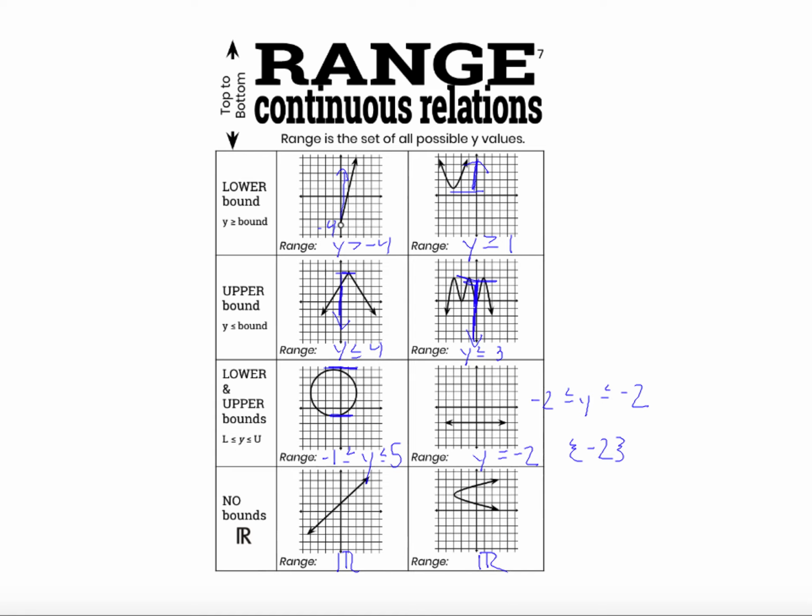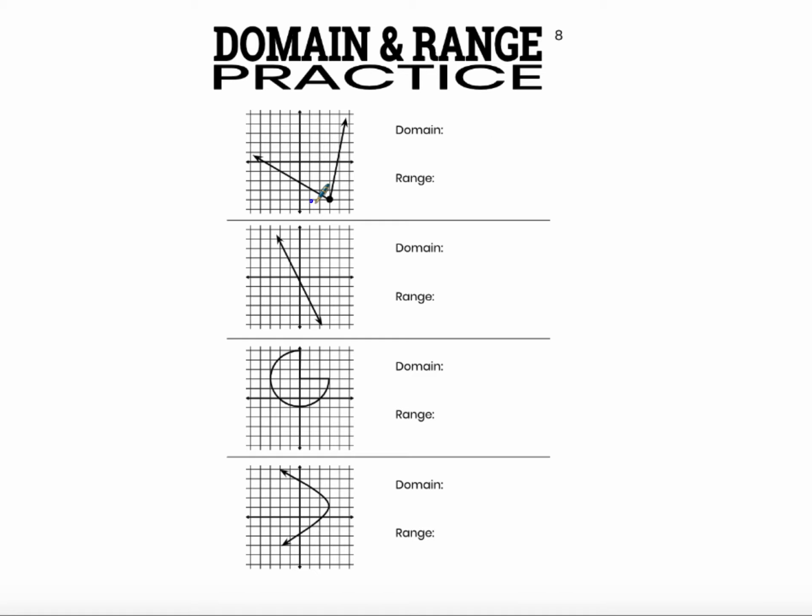I don't think there were any really weird ones on the practice page. This was just confusing for the domain, but the range is just y is greater than or equal to negative 4. There is a point on the graph for every y value greater than or equal to negative 4.